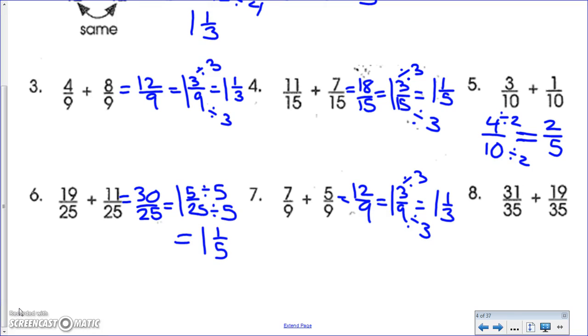Finally, for number 8, we have 31/35 plus 19/35. So we're going to add 31 plus 19, and that gets us 50/35. And that's going to equal 1 and 15/35. And then we know we can divide 15 and 35 by 5. So we're going to do that, and we're going to end up with 1 and 3/7.